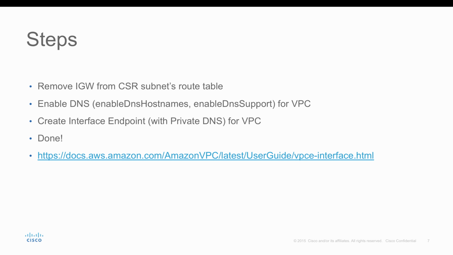So here are the steps, pretty simple. Remove your internet gateway from the CSR subnet route table, so the CSR will not be internet accessible. Enable the DNS: you need to go to your VPC settings and enable DNS hostnames and DNS support, as that's part of the requirement for the private link. And also create an interface endpoint, and you need to enable private DNS for the VPC, and that's it. So there's no additional configuration you need to do on the CSR. Below there's a link to the private interface configuration guide. You can use that guide. It's a very, very comprehensive guide. So let's jump into the demo.